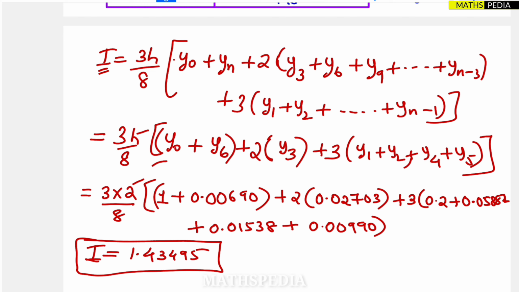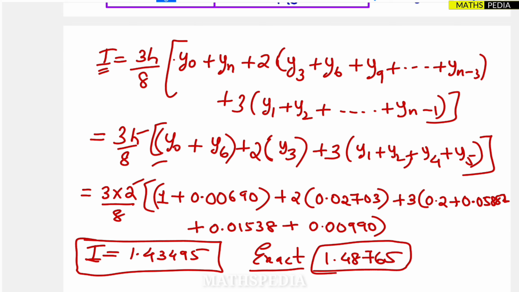So we are getting the I value as 1.43495. But the exact value for I that we already got is 1.487865. This is the exact value. There is a slight difference between the approximate value, which uses the numerical integration formula, the Simpson formula, that we have done here, and the exact value.